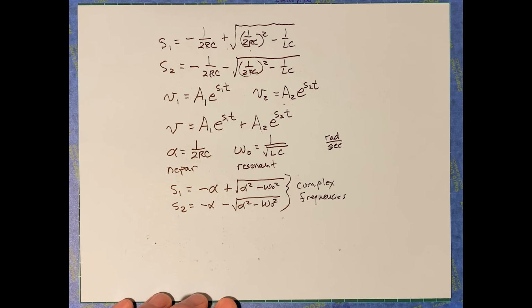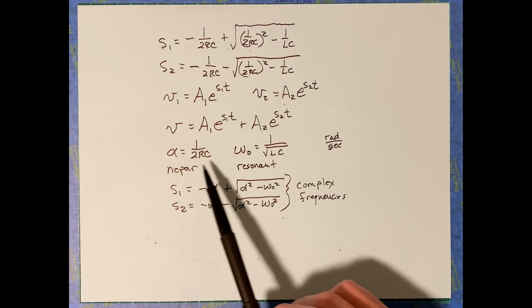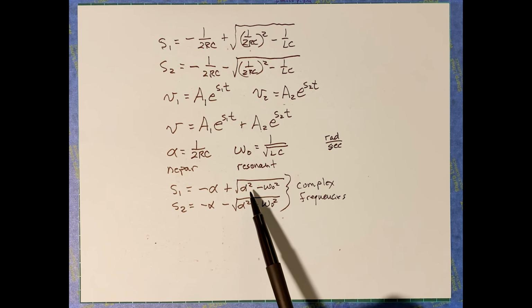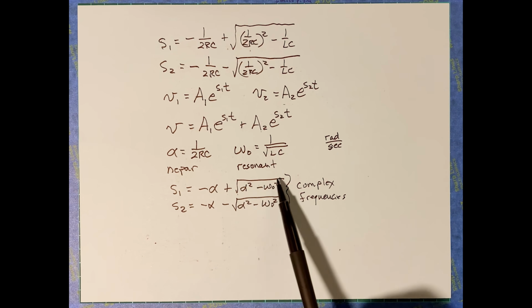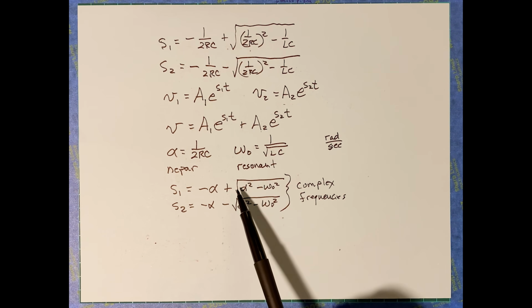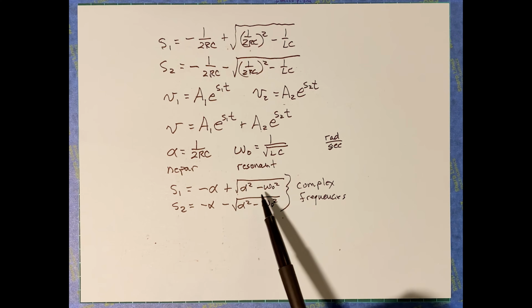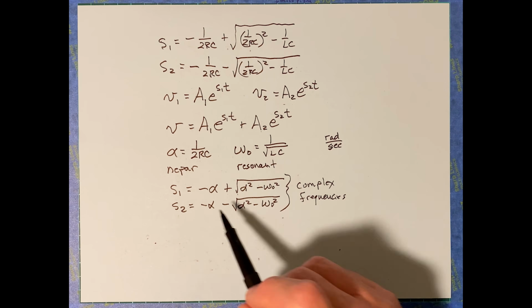The reason they're called complex frequencies, you can probably guess, is because what's underneath the radical could potentially be negative. If omega naught squared is greater than alpha squared, then what's underneath the radical is going to be negative, and this is going to end up being a complex number. The alpha out front will be the real part, and what's underneath the radical will factor out the imaginary number, so you can see it's going to be a real part and an imaginary part to make these both complex numbers.